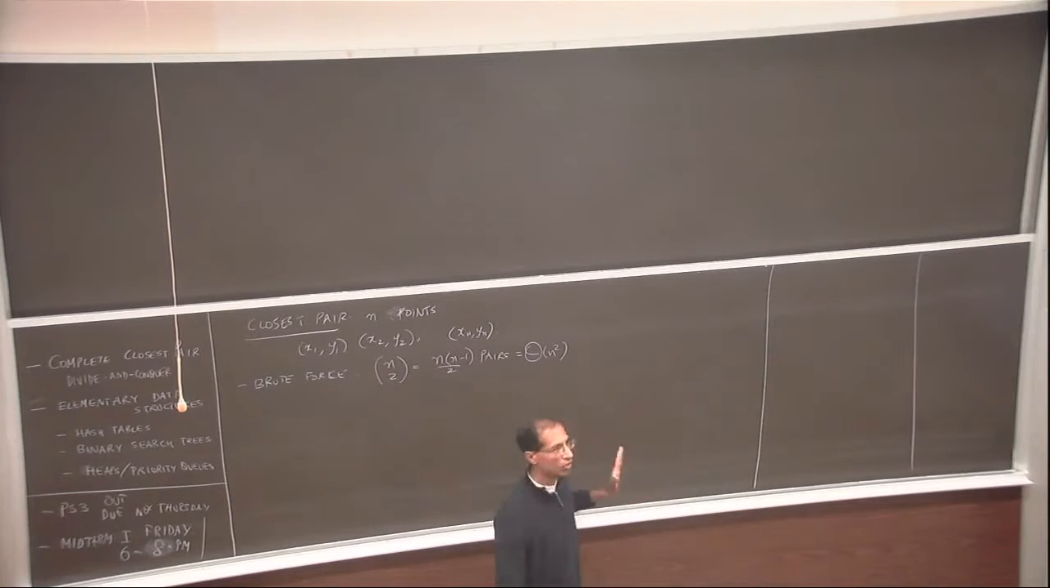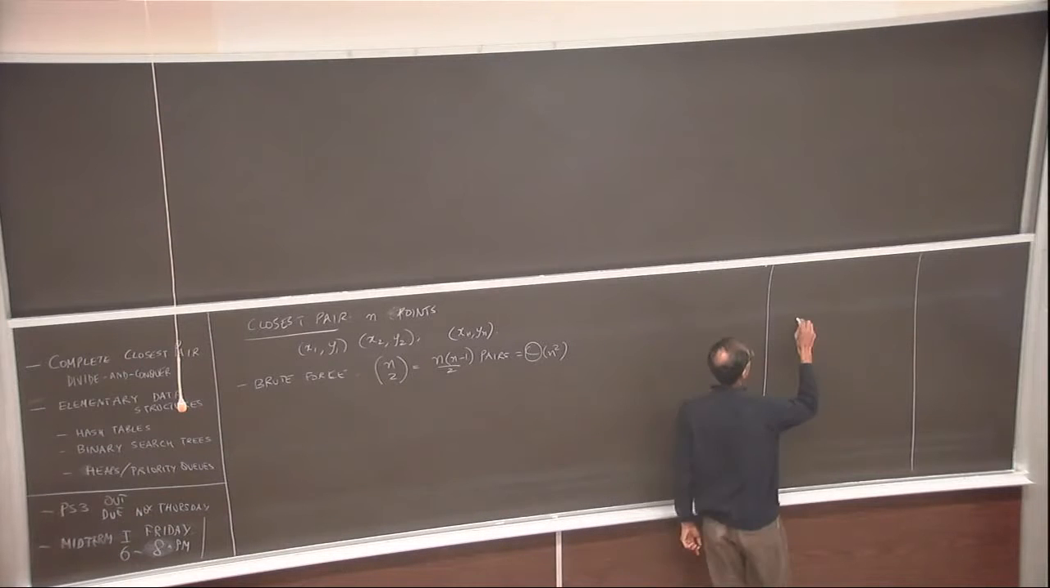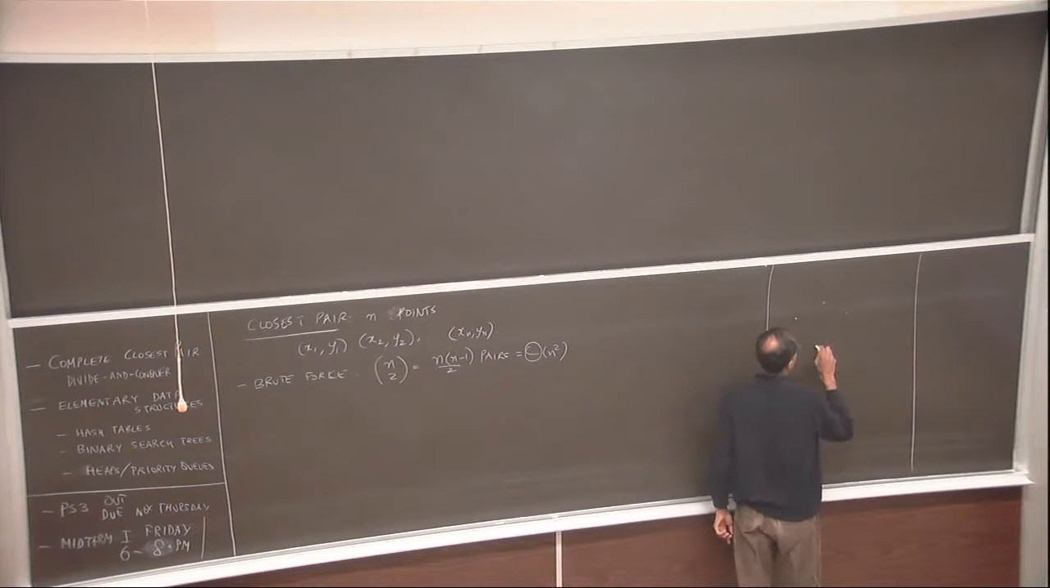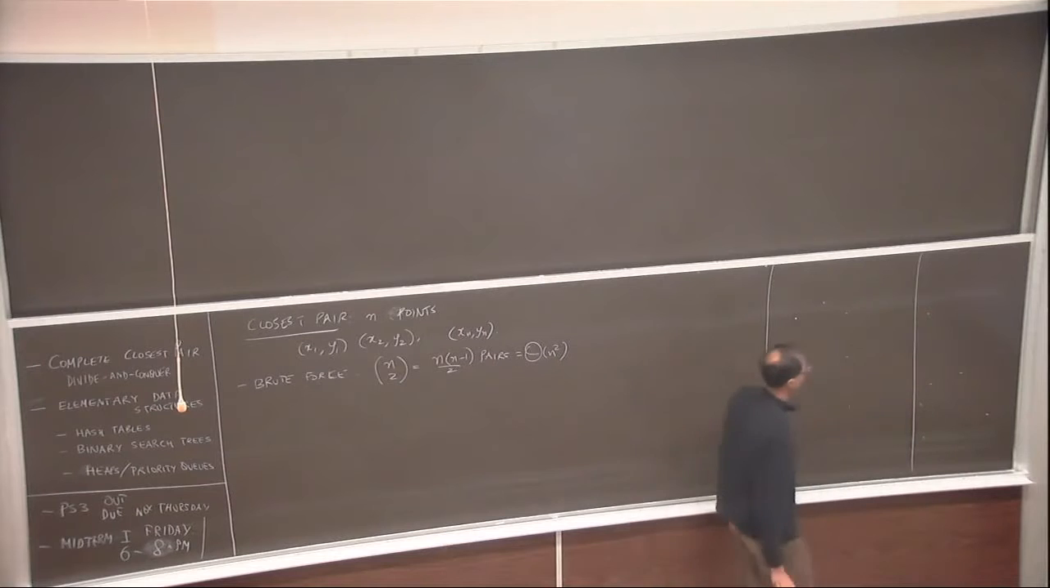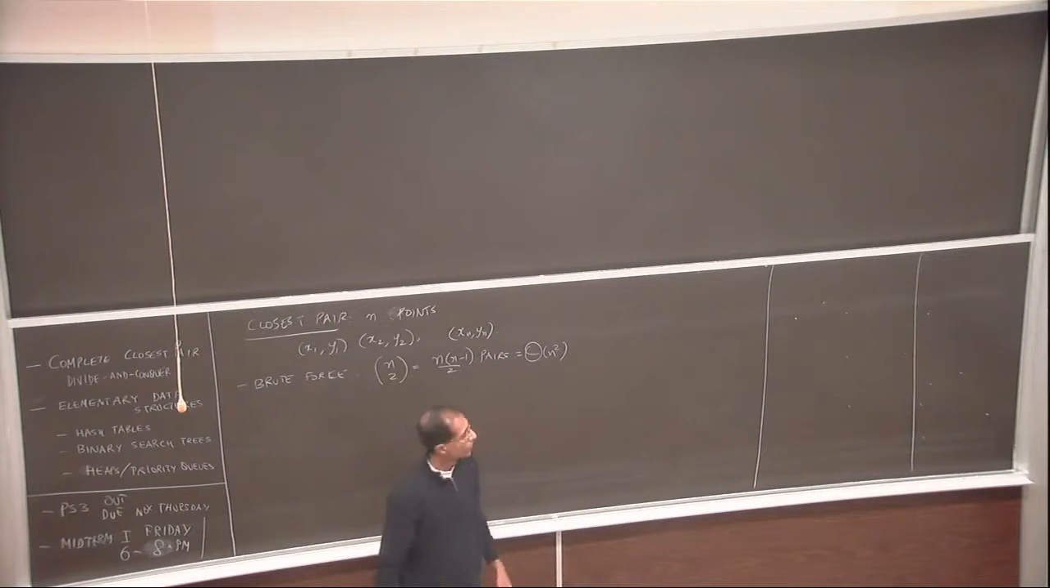You can sort all the points according to their x coordinates. Actually, you don't need to sort. You can just find the median of all the x coordinates. That will give you this line. So you have a bunch of points here and a bunch of points here. So that is our first step.